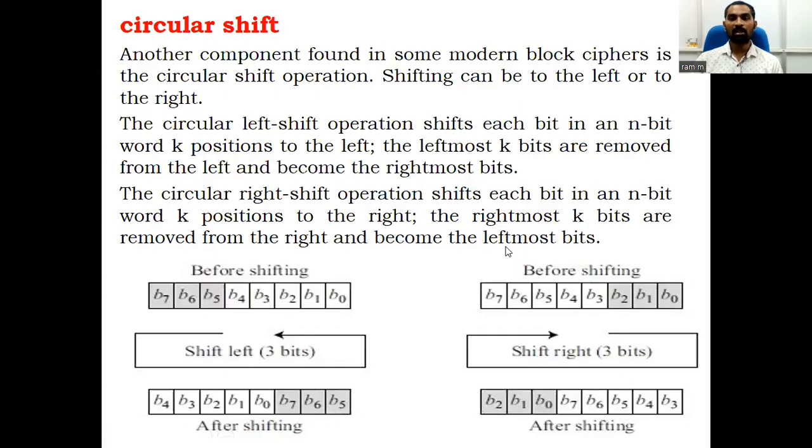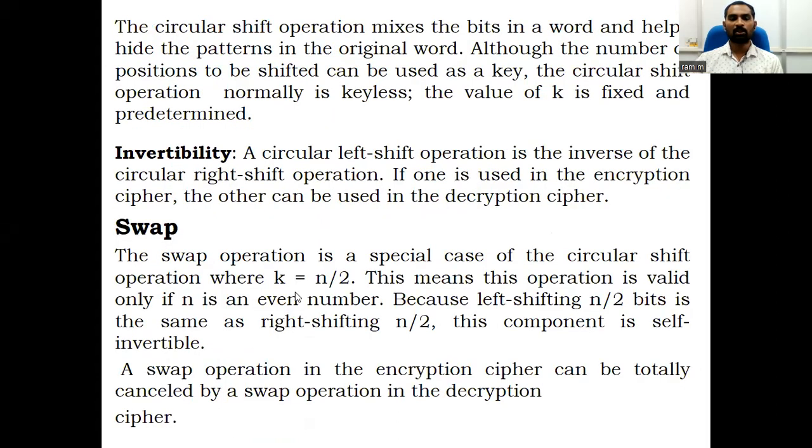As we have seen here, circular shift left and circular shift right are invertible operations. If you apply circular left at the sender side and the quite opposite, circular right, on the receiver side, the data is recovered. So a circular left shift operation is the inverse of the circular right shift operation. If one is used in the encryption cipher, the other can be used in the decryption cipher.